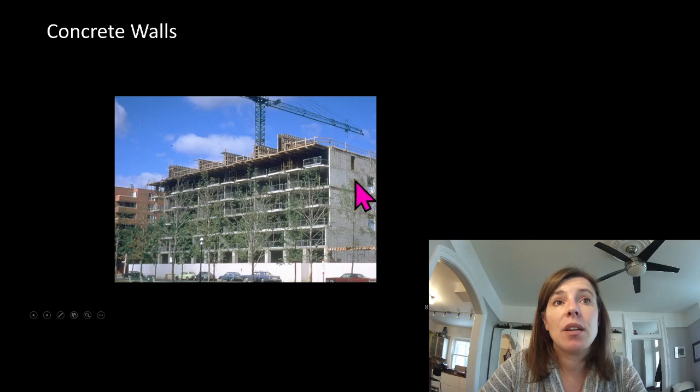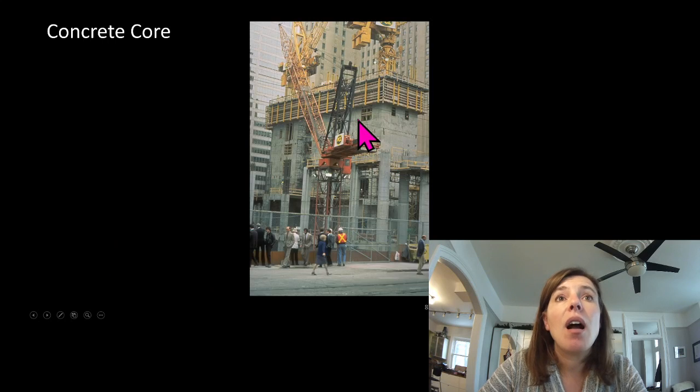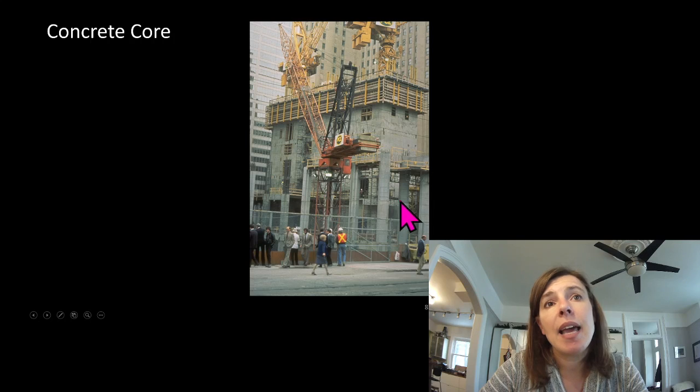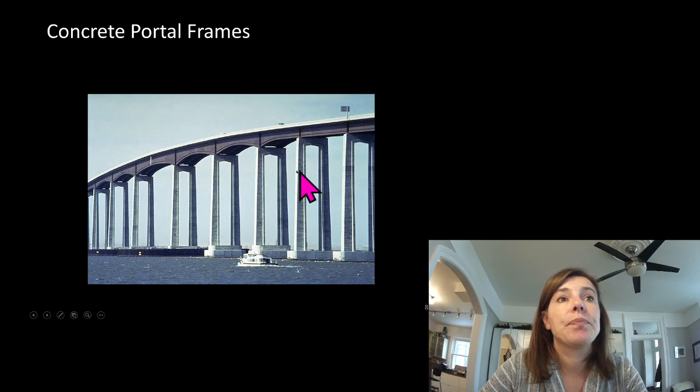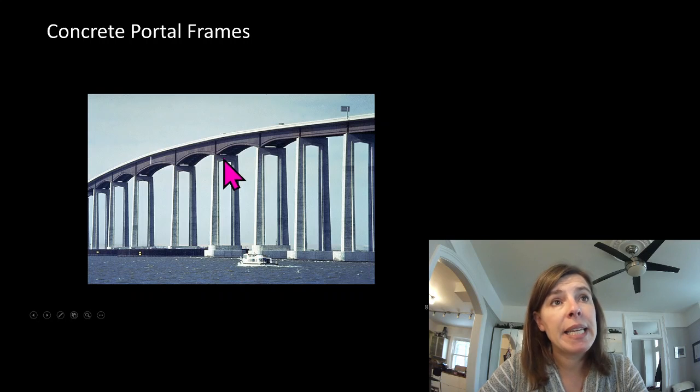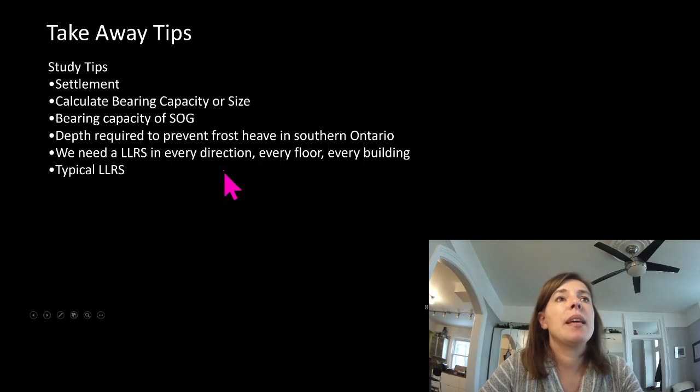Concrete walls as our shear walls. A concrete core going in. My guess is this is a concrete building, but this could be a steel building, and it would still likely have the concrete core. Concrete portal frames, which is essentially a concrete moment frame. Not a common thing to do, but bridges are a different beast from most things.